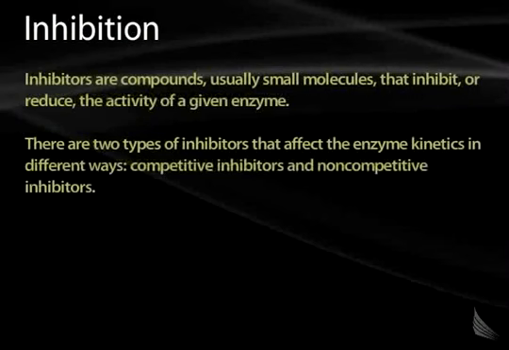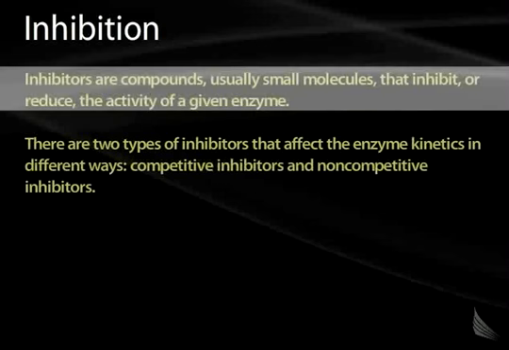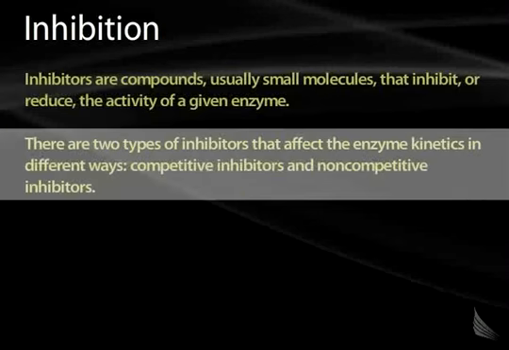We're going to spend some time talking about inhibition. Inhibition is decreasing the rate at which a reaction occurs by inhibiting the activity of an enzyme. The inhibitors are compounds, usually small molecules, that inhibit or reduce the activity of a given enzyme. Now there are two different types of inhibitors that affect the enzyme kinetics in different ways. One is called a competitive inhibitor, and one is called a non-competitive inhibitor.